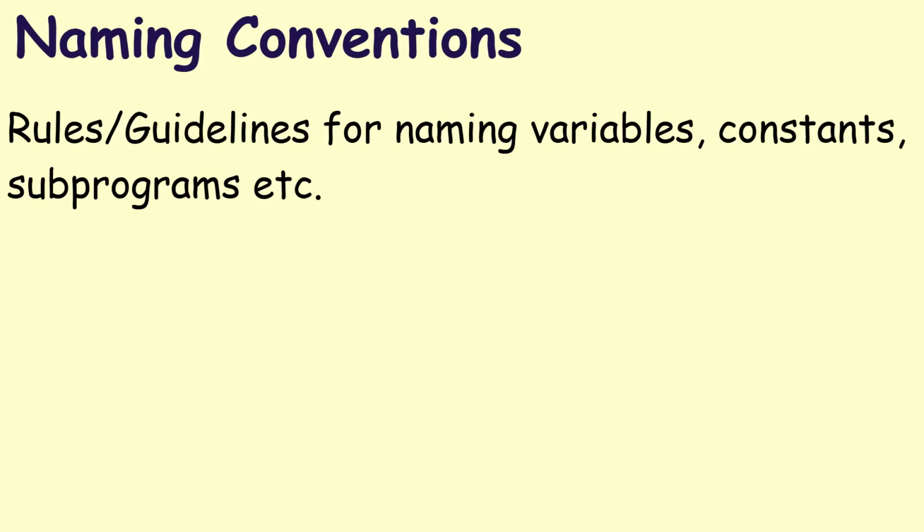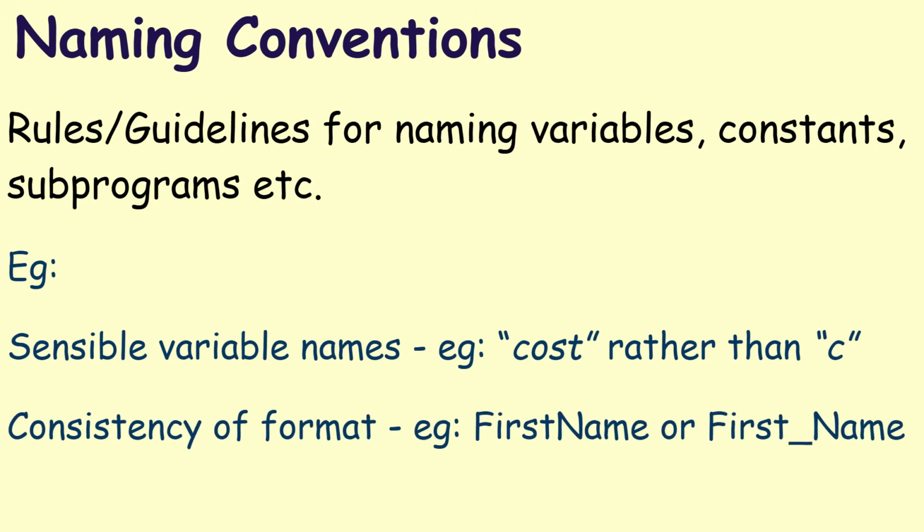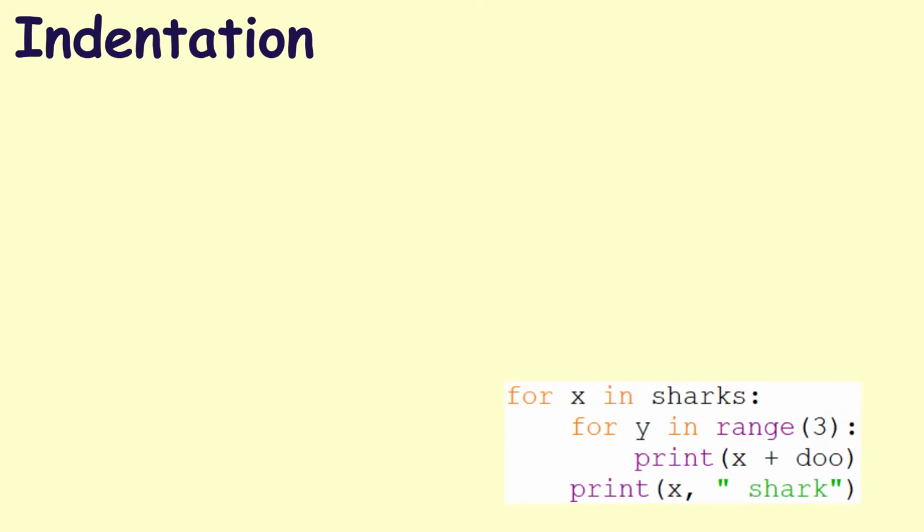Naming conventions are the rules and guidelines that we use for naming variables, constants, and subprograms. So basically sensible variable names, using cost rather than C, so that a future programmer can look at it and think, oh yeah, that holds the cost, rather than what on earth is C. Then consistency of the format: if you're using underscores or capital letters, stick to that same format for your variables so that it keeps it nice and clear.